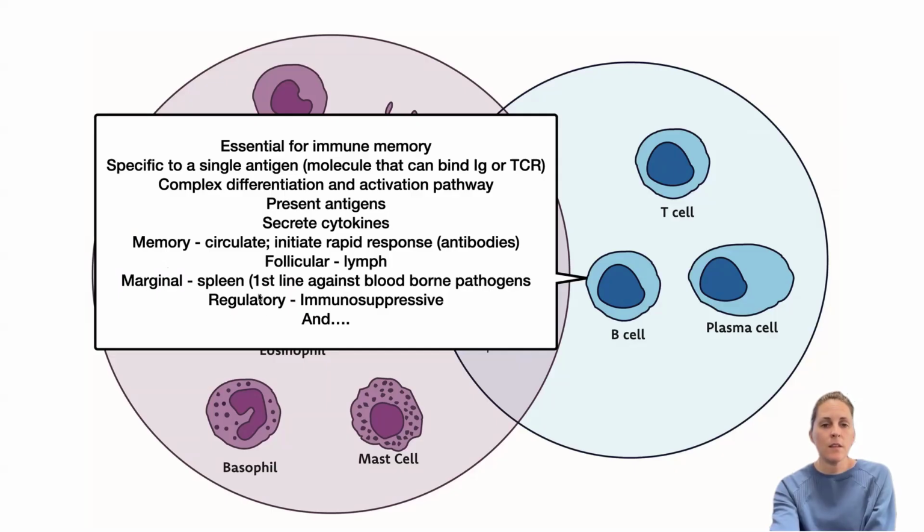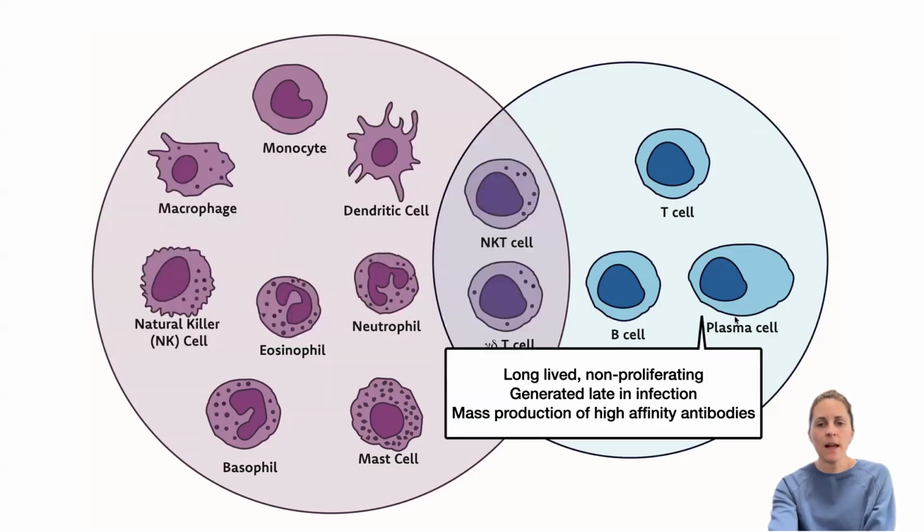And then we have the regulatory B cells, and these are immunosuppressive. And then we have our plasma cells. And so when we think about our long-lasting immunity, these are the cells that are at least in part responsible for that. So they're the ones that are producing antibodies over the long term because these are long-lived, they're non-proliferating, and they're generated late in infection. And that's what gives us protection from getting something over and over and over again. And the role of these are to mass produce high affinity antibodies, so ones that are highly specific to whatever pathogen they target.